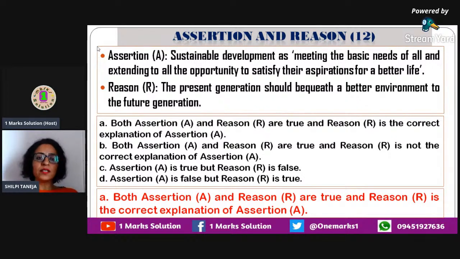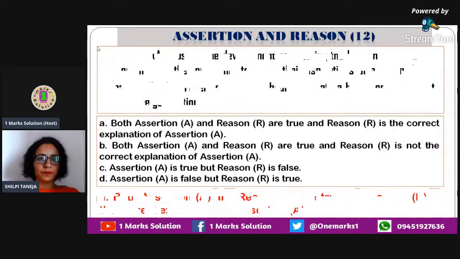Now reason says the present generation should bequeath a better environment to the future generation. That is also true. Then only the future generation will be able to survive on earth freely as we people are living. So reason is the correct explanation of assertion. So we will go for option A in this.